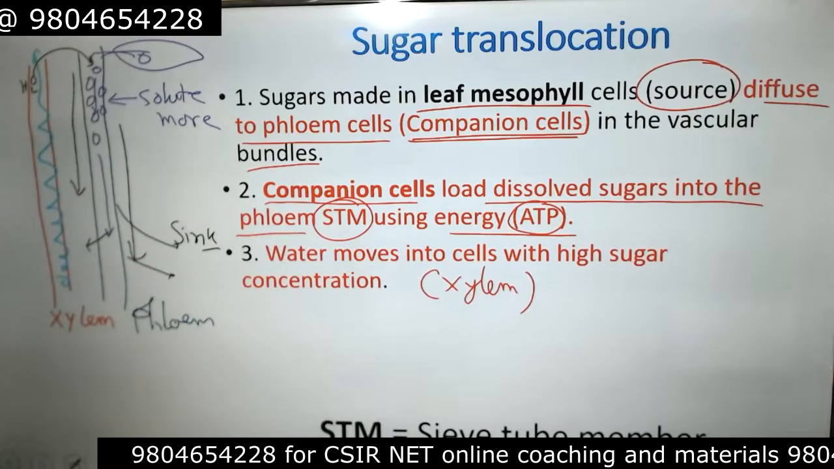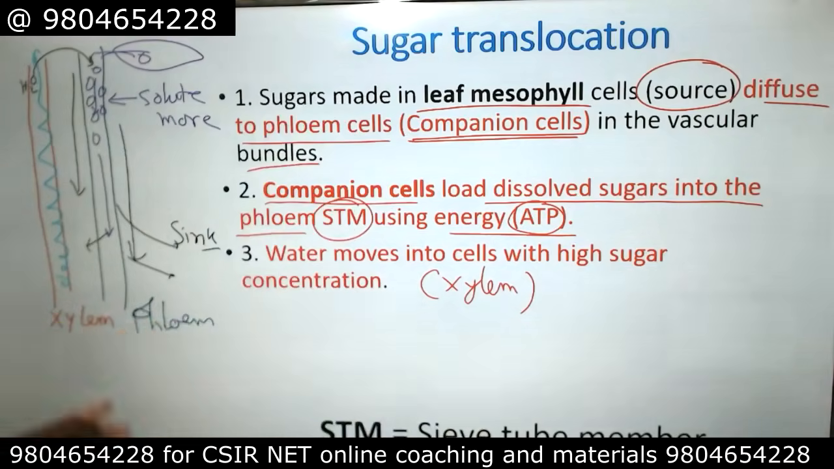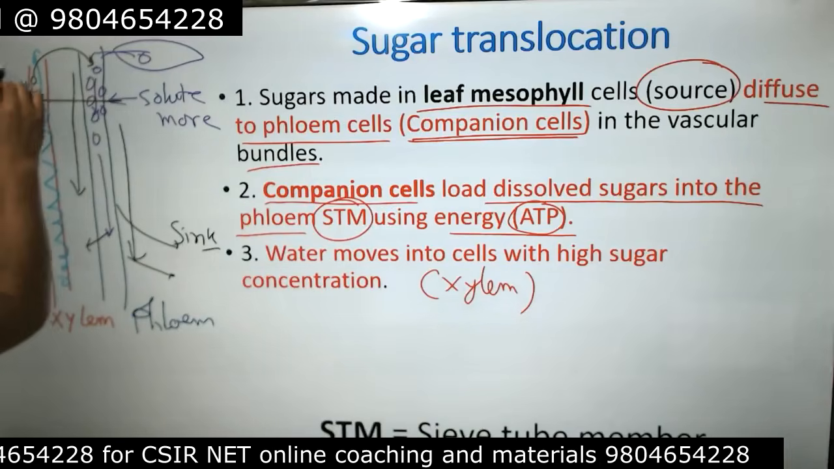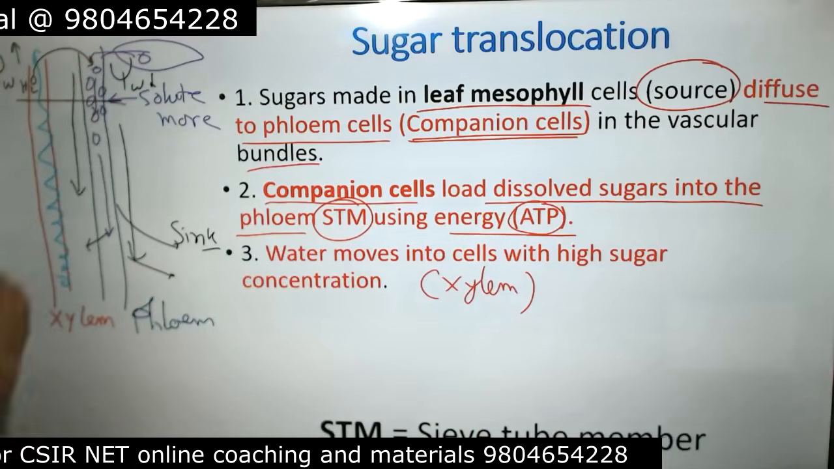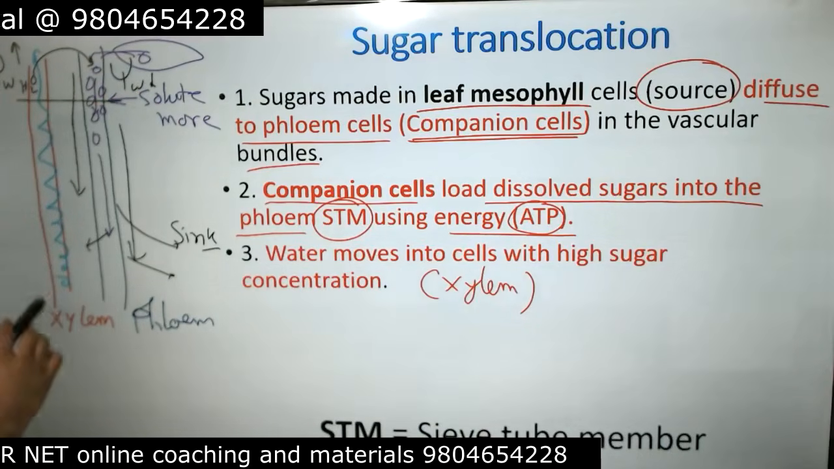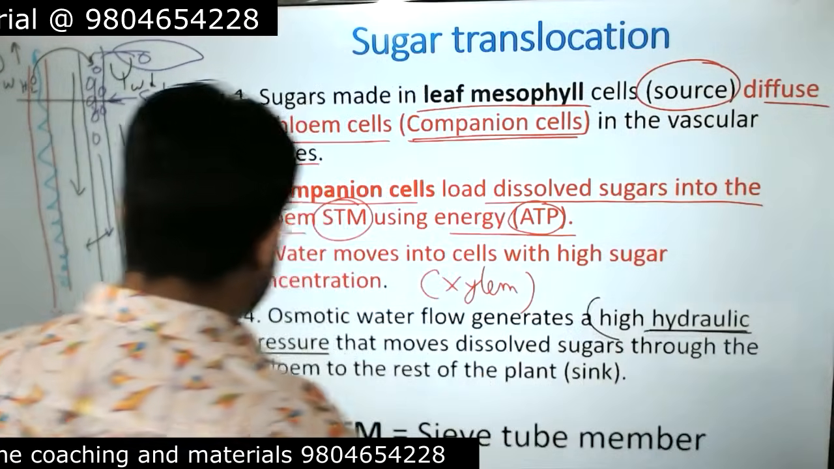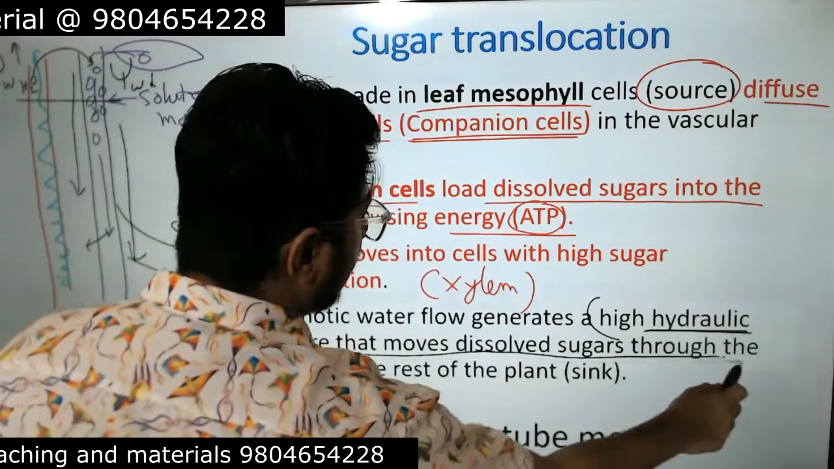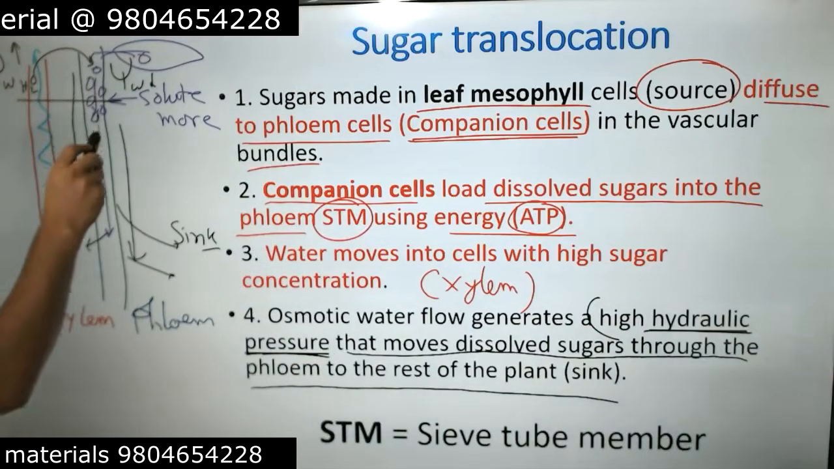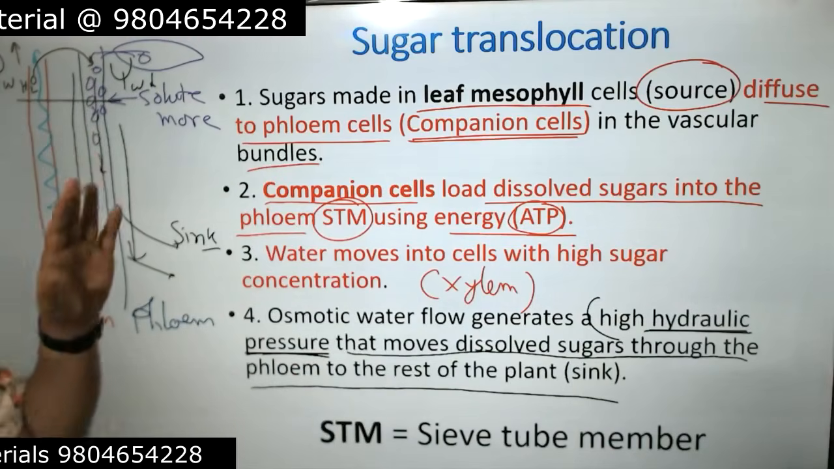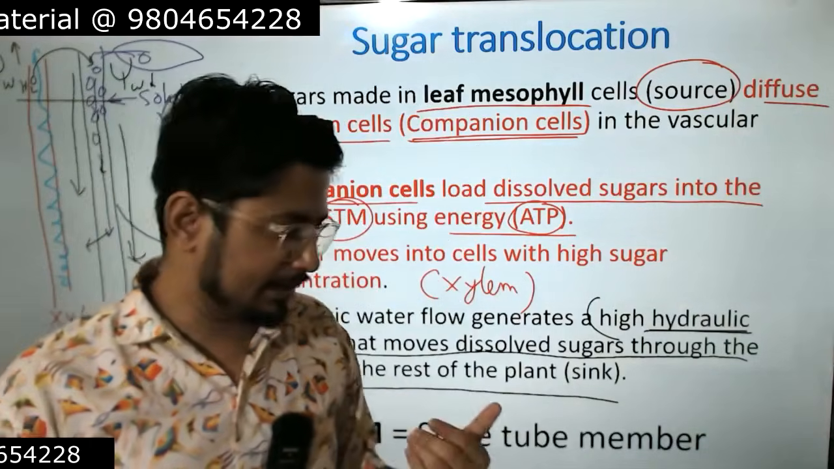Got it? So the movement of sugar depends on the water flow from xylem as well. So we need to make sure that at this given point, the water potential here should be higher than here, right? Then only it can be loaded. And that's how they are created. So osmotic water flow generates a high hydraulic pressure that moves dissolved sugar through the phloem to the rest of the plant known as sink. So basically this causes a hydraulic pressure that dissolves the sugar and transports it to the different locations of the plant, known as the sink.